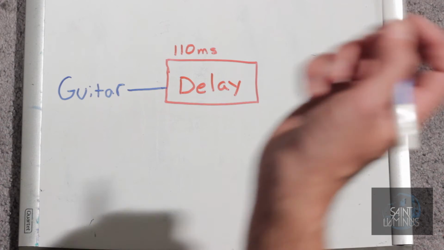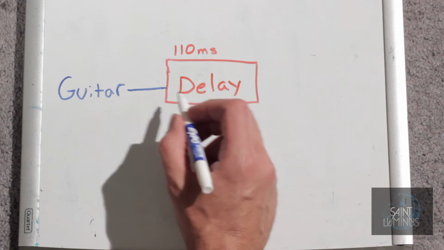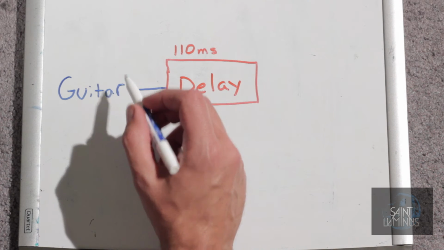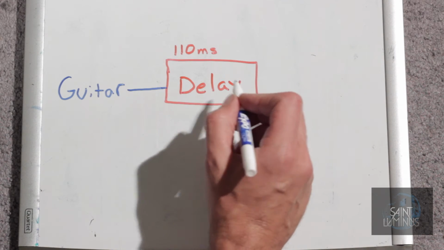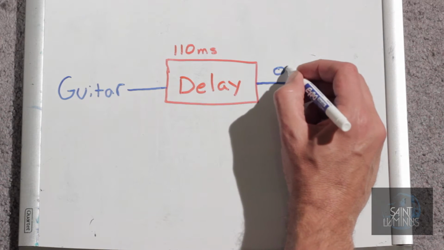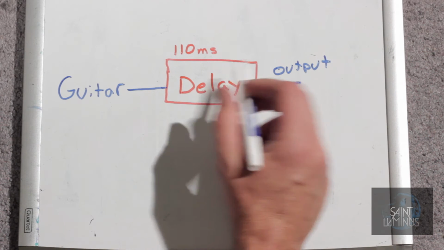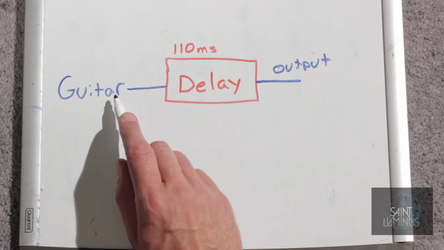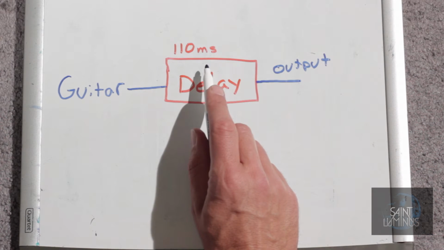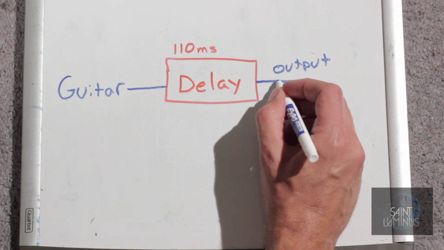Now you're not hearing the first sound that comes out of the guitar, which is the dry sound. So you're not hearing my guitar dry. You're only hearing what comes out from the delay. So I have the delay set to 110 milliseconds. I play the sound of the guitar. It gets delayed by 110 milliseconds. Then you hear the sound come out.